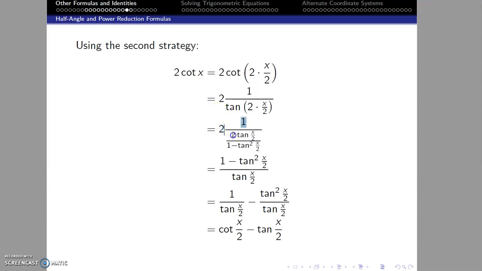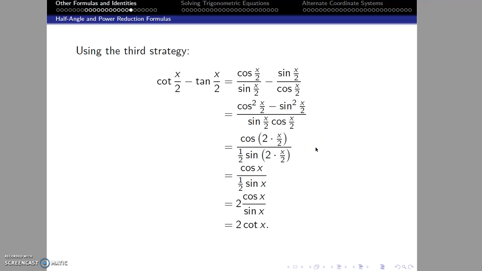The 2's cancel, the 2 out front and the 2 from our substitution for the double angle formula for tangent. So I've got 1 minus tangent squared all over tangent, where the arguments of our tangents are the same. They are x over 2. So I can do a little term-by-term division here. I can split up this fraction. We get 1 over tangent of x over 2 minus tangent squared over tangent. And so that cleans up to the right-hand side. So, yes, another valid strategy found.